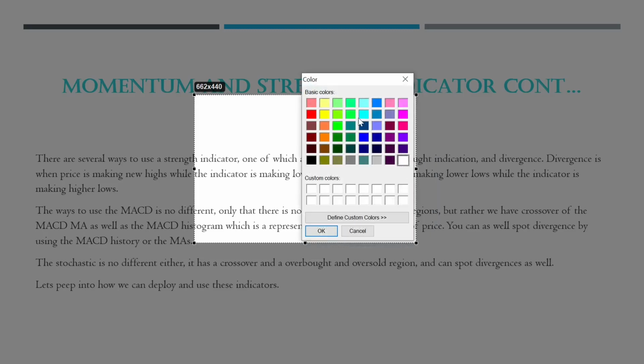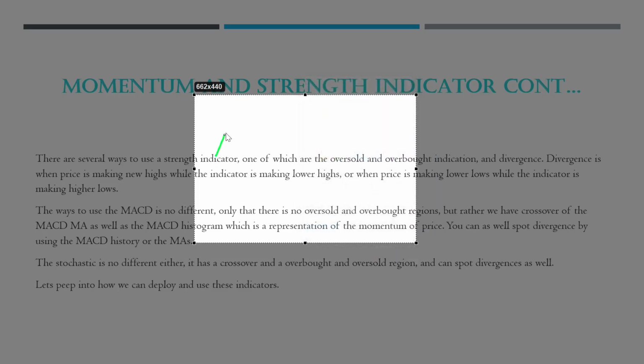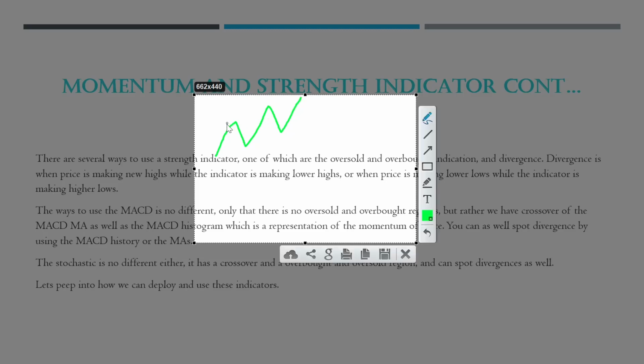Assuming we have price doing this, we have price making this high, then maybe a higher low and higher high, then another higher low and another higher high. This is a bullish movement, right? And then if we have the indicator doing something like this, it comes here making a high, then a higher low, then here we have a higher high with this one, which means they are correlated. But then at this point where the price makes a new high, the indicator did something like this.